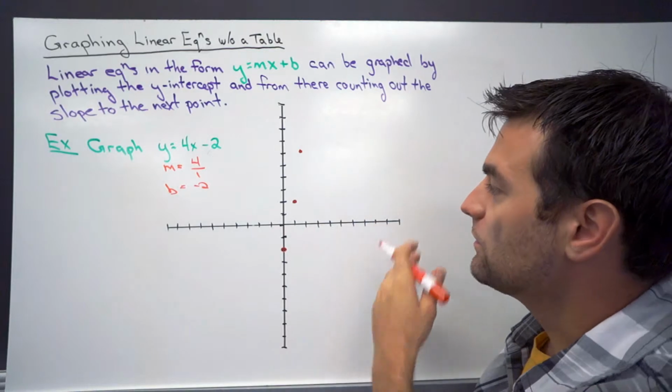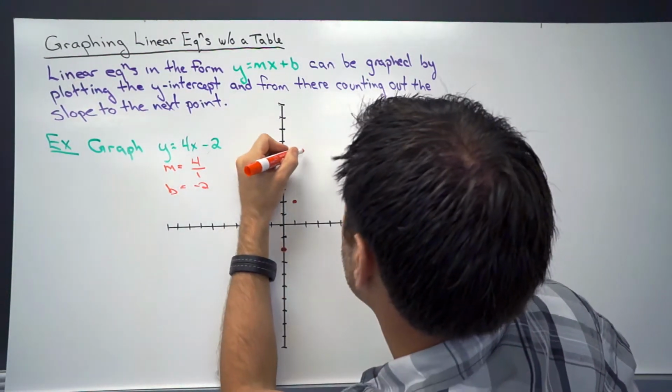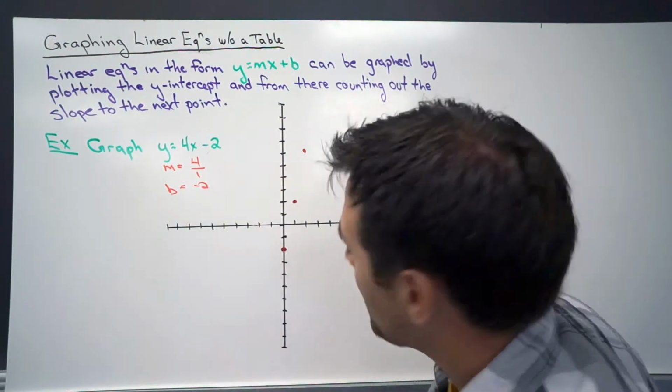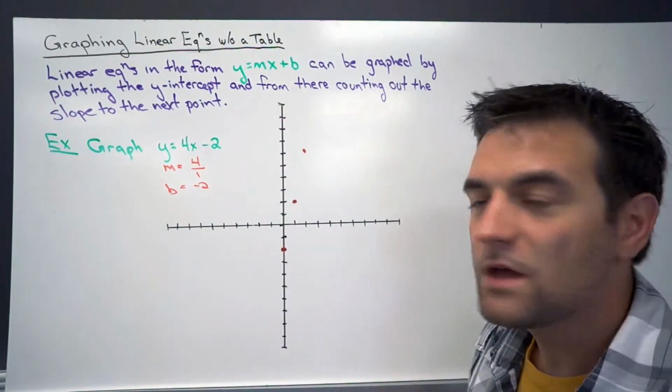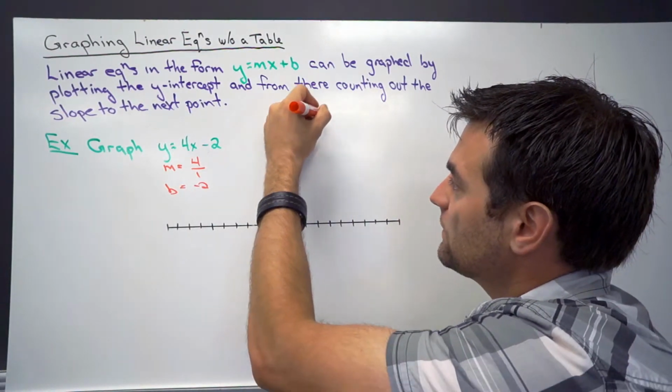And I can keep doing that and counting out subsequent points. And I think I could probably go over a little bit on that one. But right there. And I can keep counting out subsequent points. And once I have enough points, I can start connecting the dots and making a line.